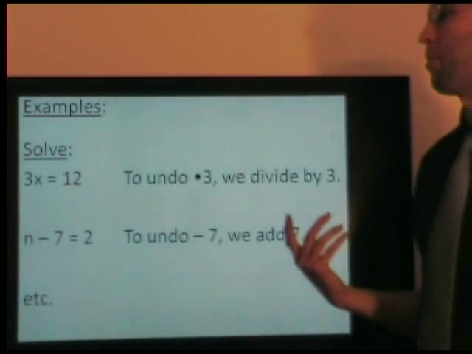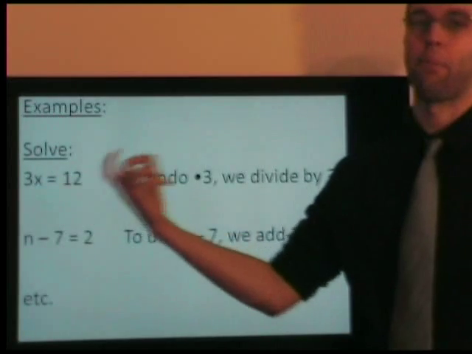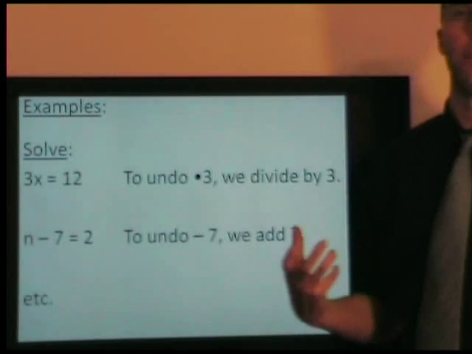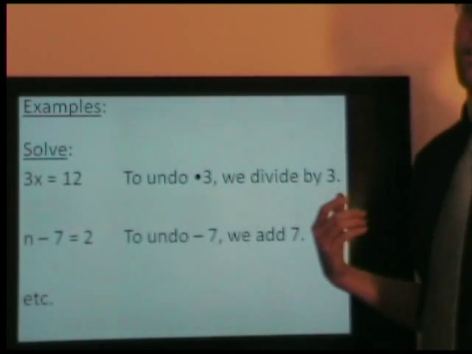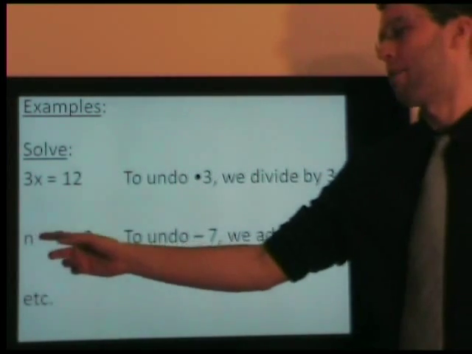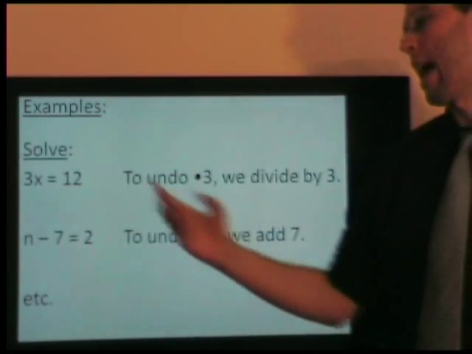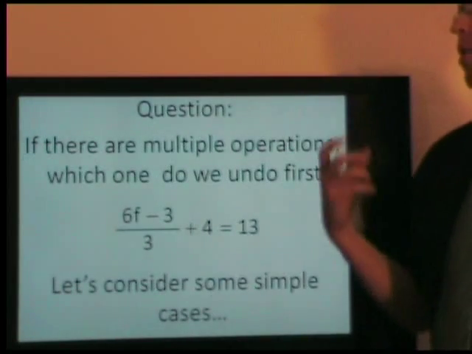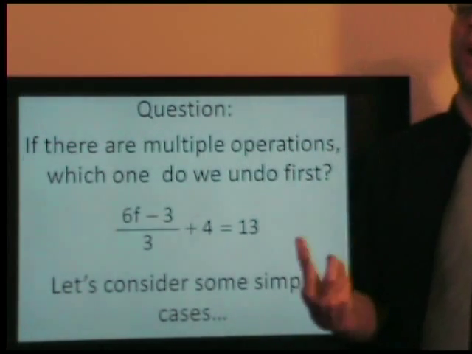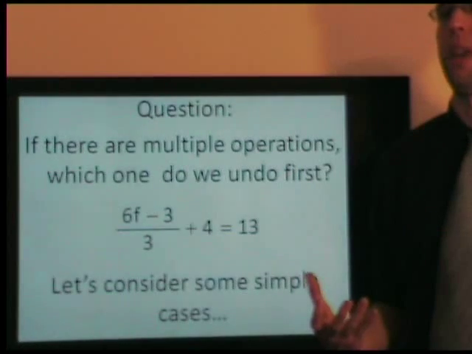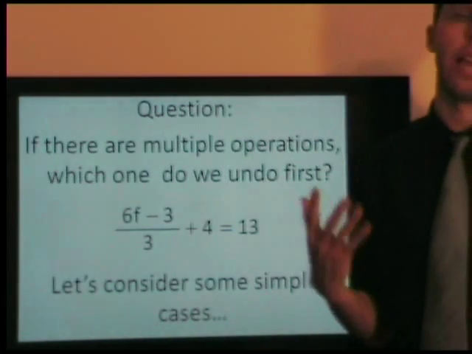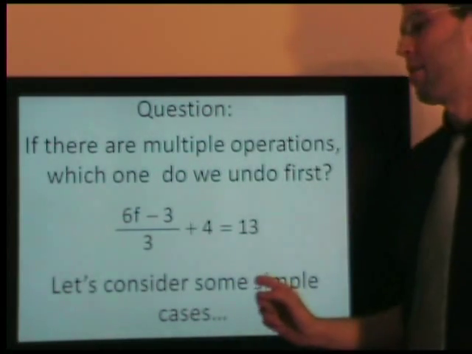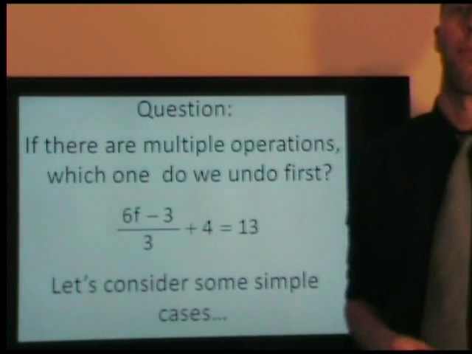So for example, solving means here getting x by itself. To get x by itself, we have to undo a times 3. How do we undo a times 3? We divide by 3. To get n by itself, we have to undo a minus 7. So we add 7 on both sides. Now, the question here is, when there's more than one operation, what do we do? Before, there was only one operation, so it's pretty clear. We only had one thing to do. Now, what do you do? Let's consider a few problems, and the process should be clear.